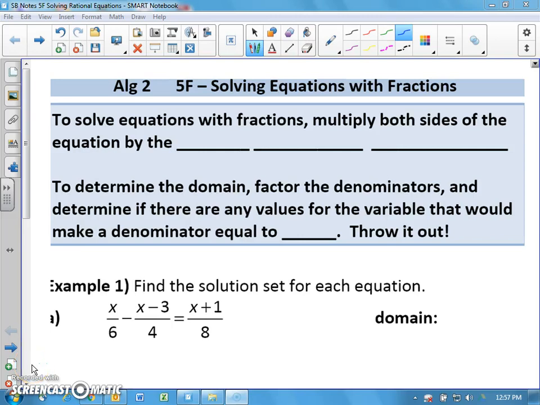This is Lesson 5F on solving equations with rational expressions or fractions. To solve equations with fractions, you're going to multiply both sides of the equation by the least common denominator, and that should clear out your fractions.